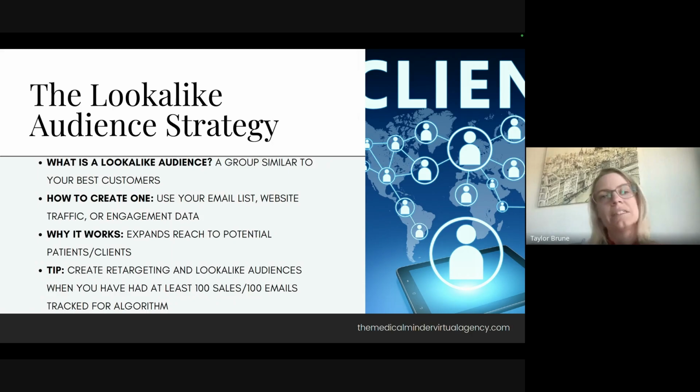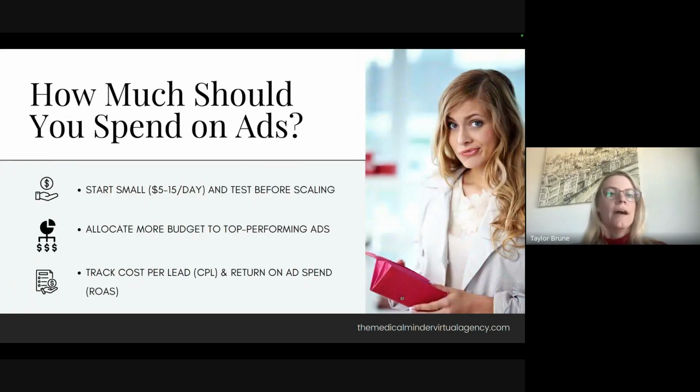It's just more ways to get more leads, more optimized. And then you'll be creating the retargeting and lookalike audiences when you've had at least 100 sales, 100 emails, like I said. And then how much should you spend on ads?